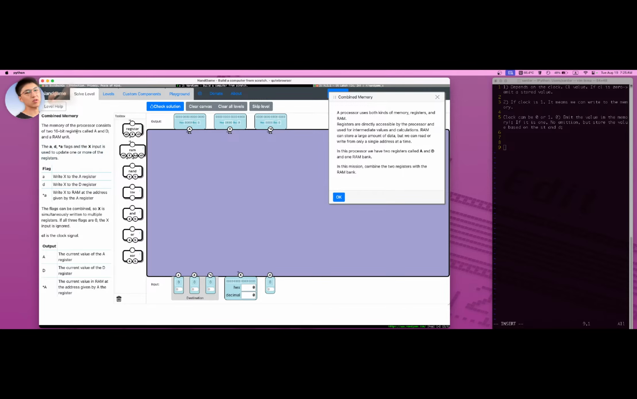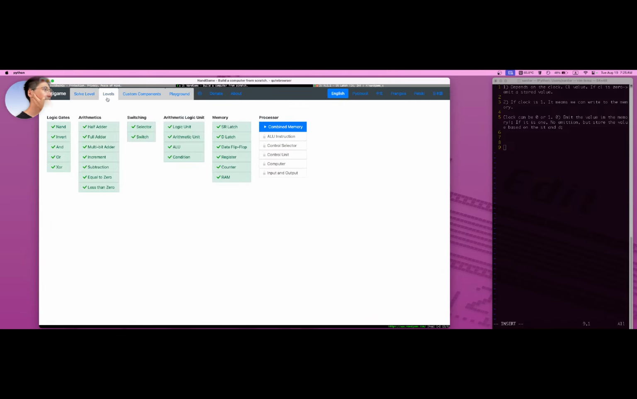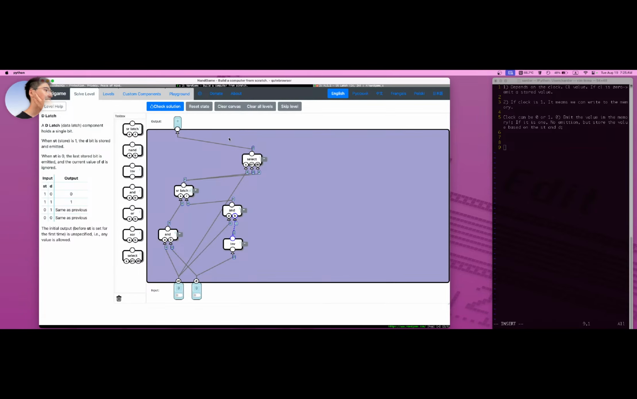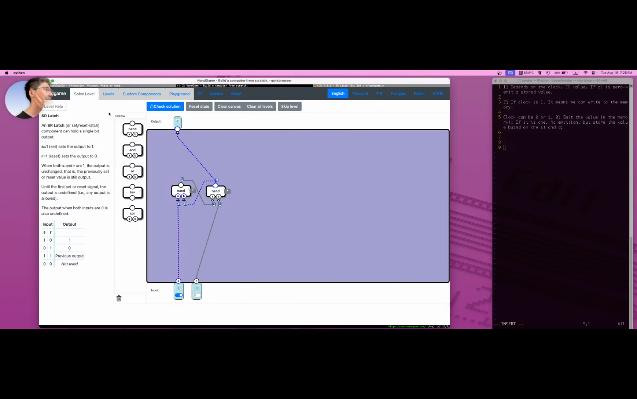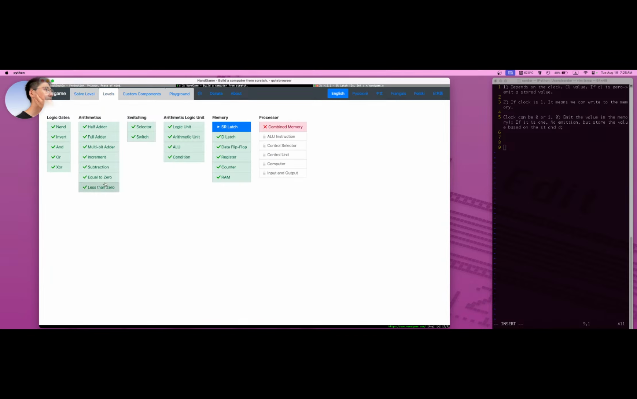What was the clock? Clock is ticking, right? Have I built a clock? Do I have a clock? No, I don't have a clock. Have I built a clock? No. I don't remember. Selector, counter, register, clock.